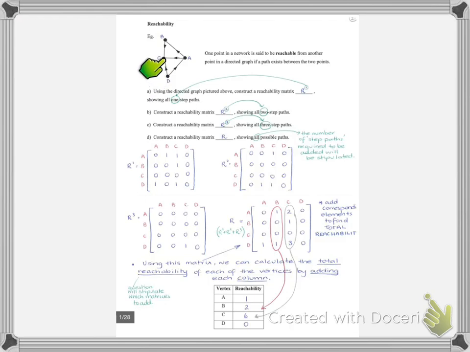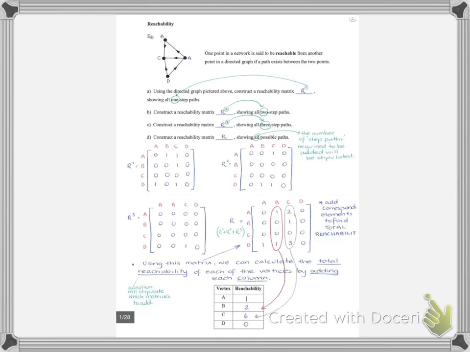Now, if a node or vertex is reachable from another point in a single step like that, we can construct a reachability matrix using one-step paths, and we'll call that R1. It's not R to the power of 1, although interestingly we'll see that that does actually turn out to be the case later. But we'll call it R1 for the moment, and we're going to construct, as I said, a reachability matrix for each of these. So we're going to do an R1, we're also going to do an R2 and an R3.